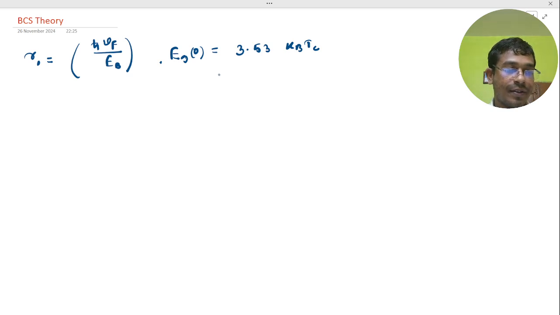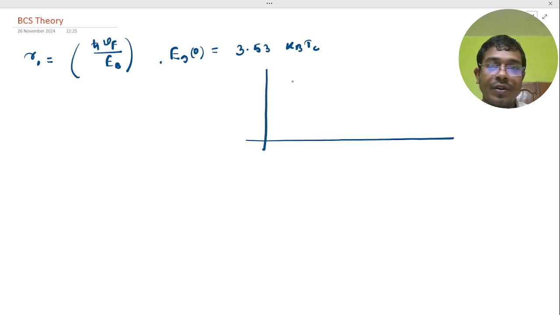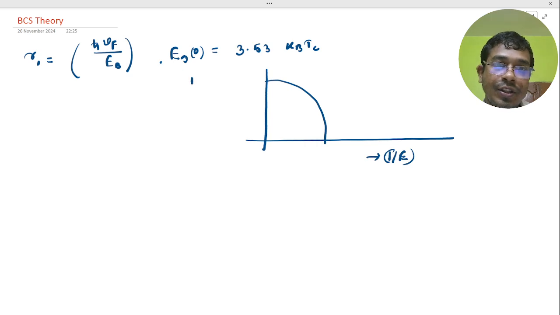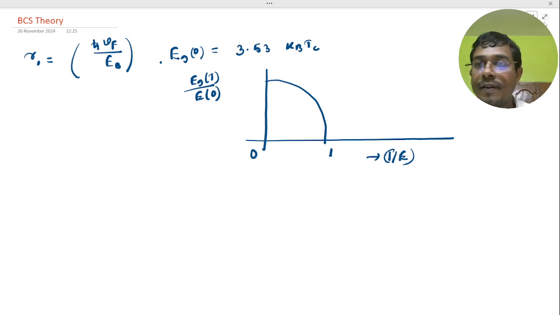Here, through lattice vibration, a pair of free electrons coupled through a phonon is called a Cooper pair. And here we take a small graphical representation. Here this one is T by Tc, and this one is Eg as a function of T by Tc, at T equal to 0. This should be 1. This is like that.